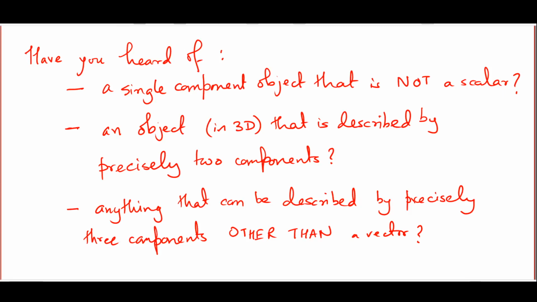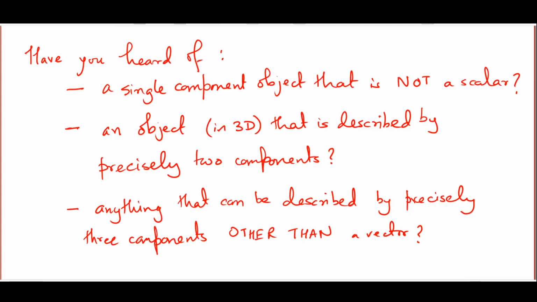Second question. Do you know of any object in 3 dimensions that is described by precisely 2 components? Now, the cleverer among you might immediately come up with an answer to this one. You might say, why? Just take 2 scalars. They are described by 2 numbers and they are well-defined objects in 3 dimensions. You would be right, but that's not the kind of object that I'm talking about.